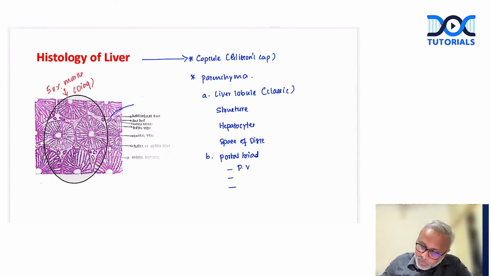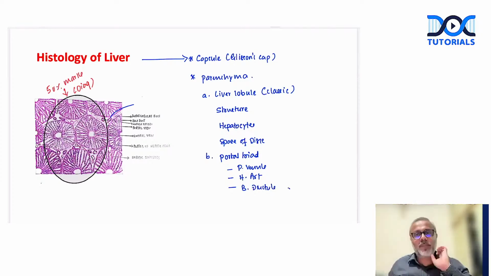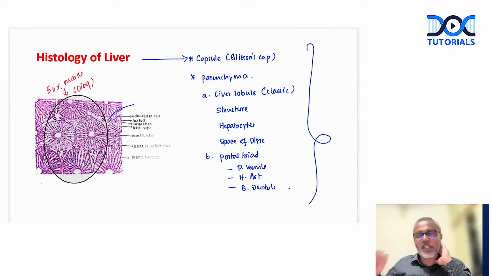What are they? Portal venule, then hepatic arteriole, and then bile ductule. So how do they look, right? So this is how you can describe. If you can write the entire histology of the liver like this, nothing like that. This is all that is required, right?